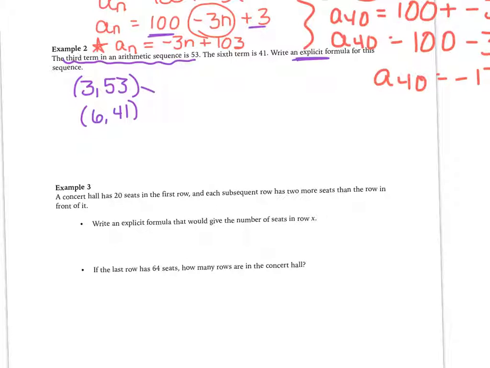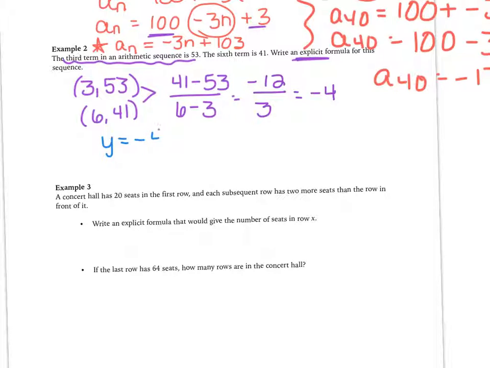I'm going to start by finding the slope. So my slope here is 41 minus 53 over 6 minus 3. Well, 41 minus 53 is negative 12, over 3, which is negative 4. So there's the slope of my line. And then I would need to solve for my y-intercept. So I would say y equals, and I'm going to plug in my negative 4 as my slope, negative 4x plus b.